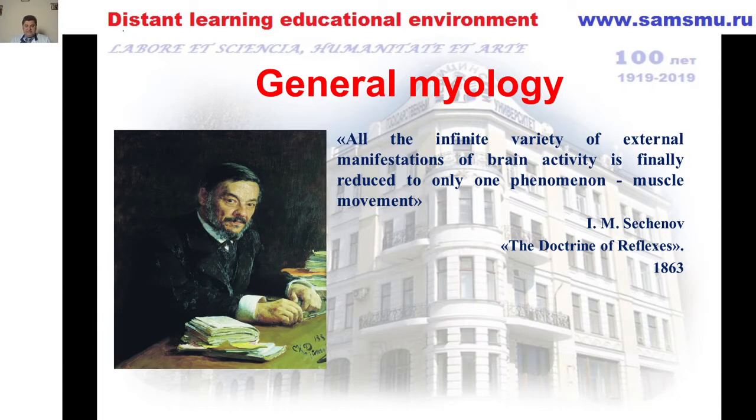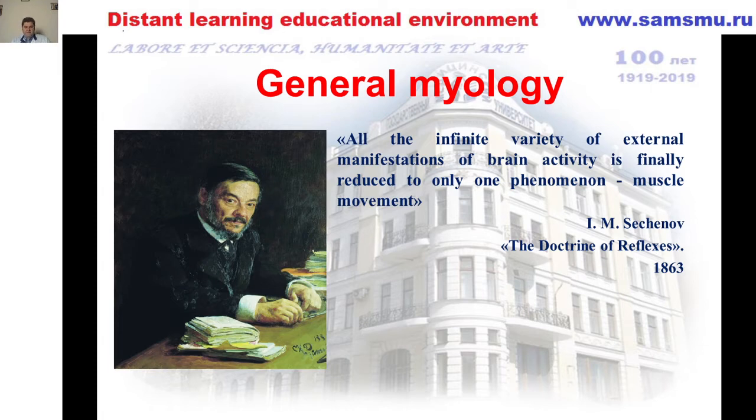The muscular system is the effector apparatus of the nervous system. Sechenov, in his book Reflexes of the Brain, wrote, "All the infinite variety of external manifestation of brain activity is finally reduced to only one phenomenon: muscle movement."